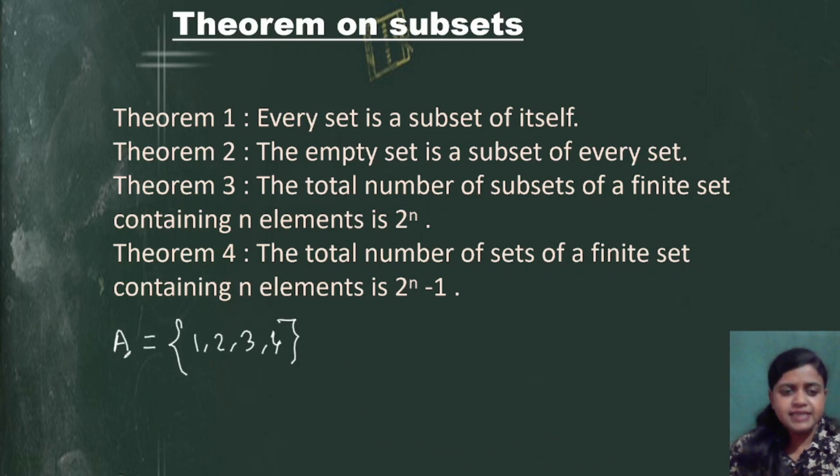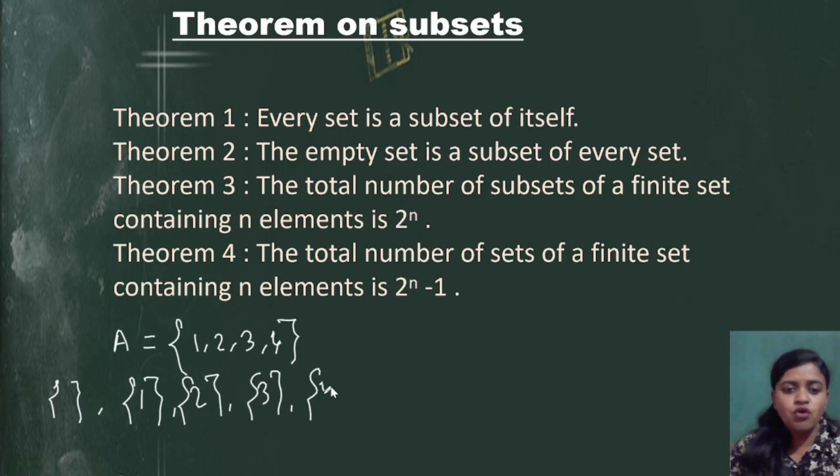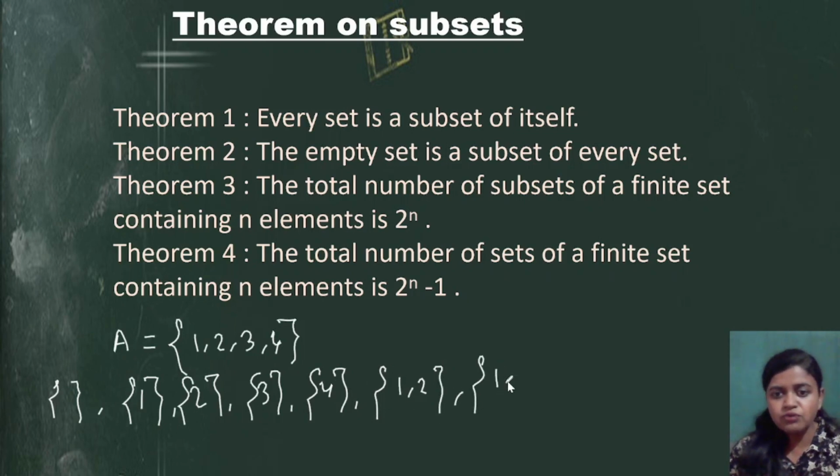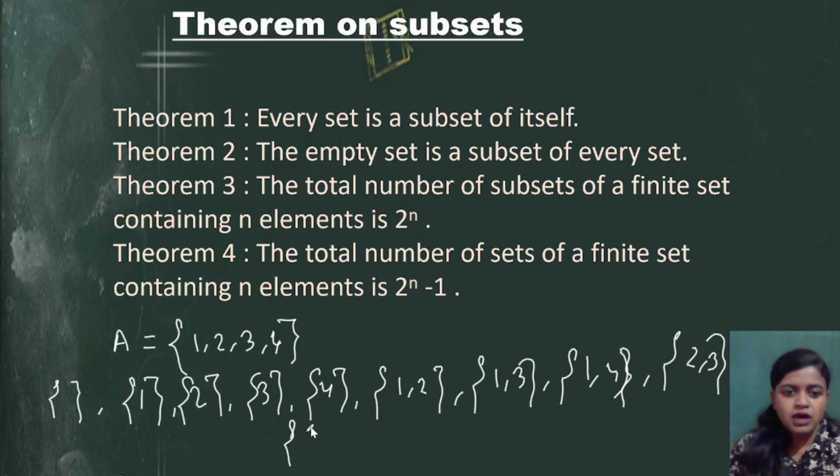So let us consider a set A equals 1, 2, 3, 4. These are the elements. Now how do we define the subsets? The subsets are: one is the empty set, or you can say the void set. Another is 1, 3, 4 and 1, 2 and 1, 3 and 1, 4. Okay. Now 2, 3. Now 2, okay, now 1, 3, 4.